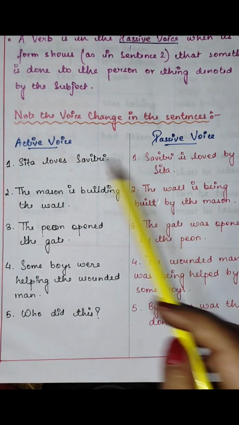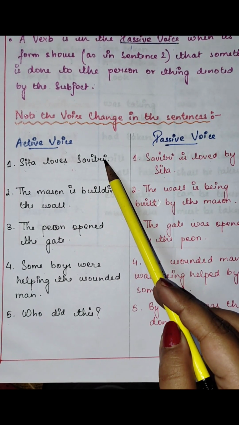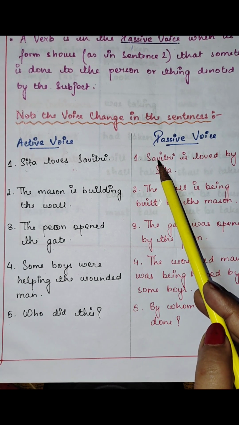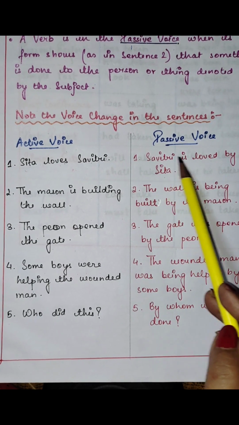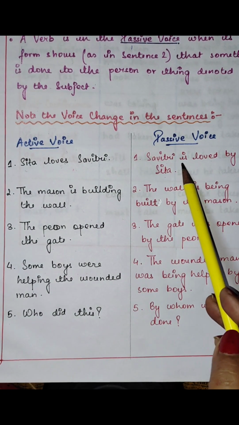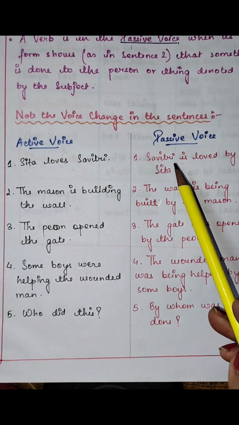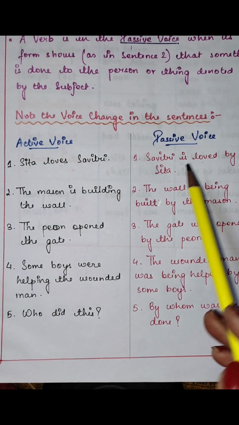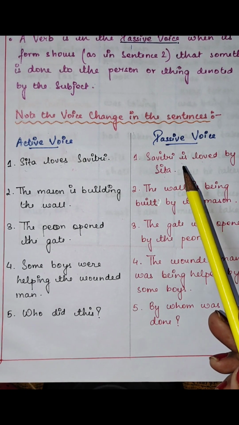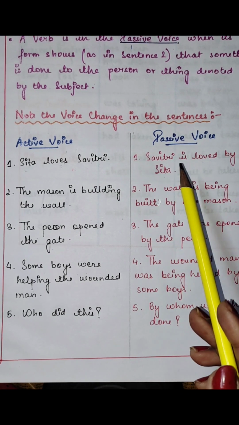Here we can see that Sita, which was the subject here, has become the object here, and Savitri, which was the object in active voice, has become the subject here in passive voice. Okay, and the verb form has changed. Loves has changed into is loved. So we can see that both the sentences express the same meaning, but it is written differently. Okay, and the form of the verb is changing in both the voices.